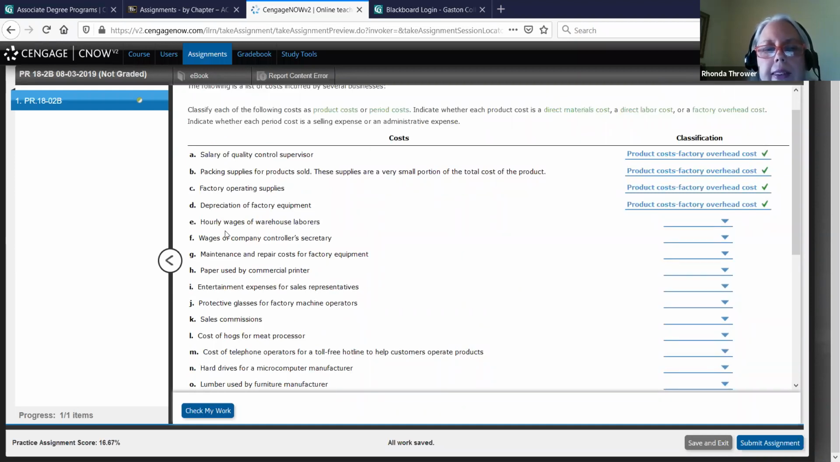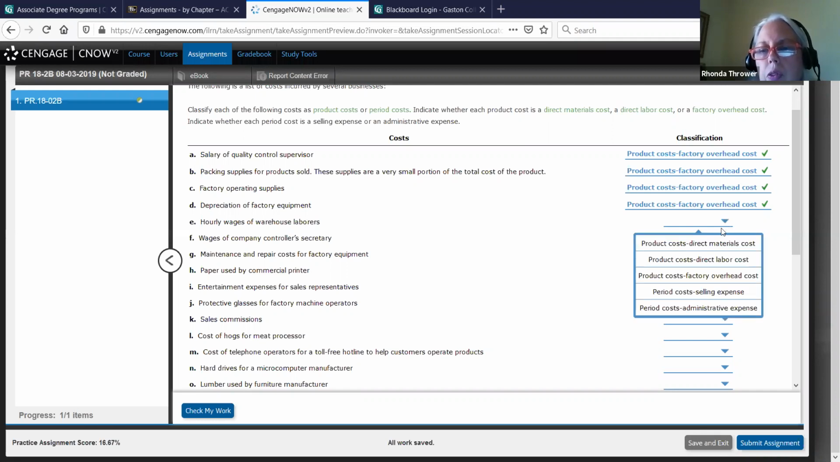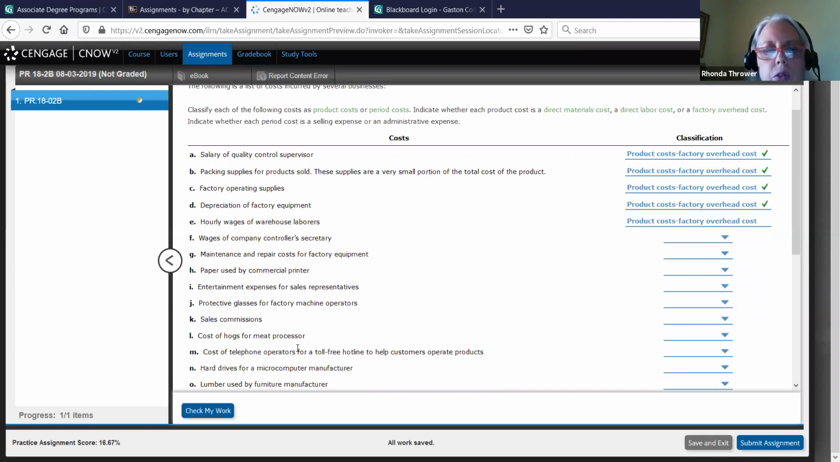All right, in E, they're talking about hourly wages of a warehouse laborer. Warehouse laborers really don't put together the product itself. They're not working on the physical product itself. So these would be considered indirect labor, but it is a part of factory overhead. So it is going to be a product cost. So the best answer here is product cost, factory overhead.